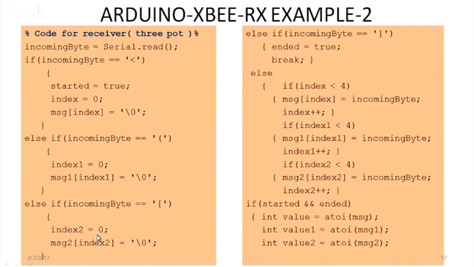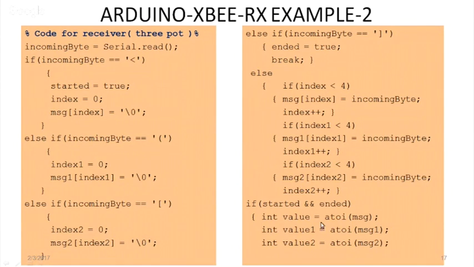So we are using this algorithm for getting three values. The first value will start from this, the second value will be this, and the third value will be between this. At the end, the end bit will be the last bit of your third analog value. So we will put this bracket over here. If this is received, that means you have got all three values. In the second type of else, you will get your first value in your message array. In message 1 you will get your second value, and in message 2 you will get your third value.